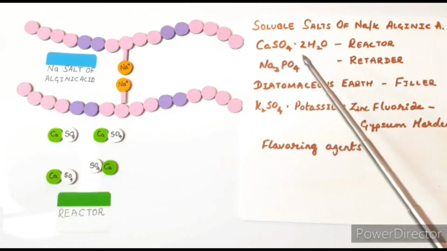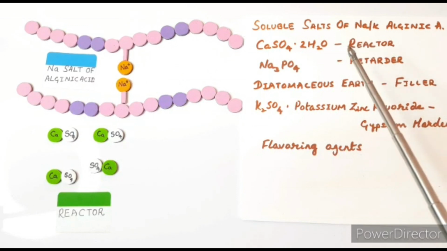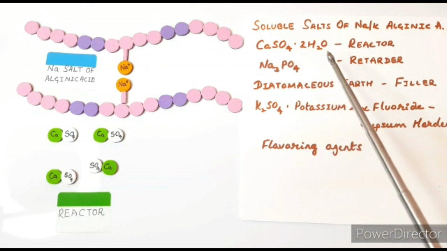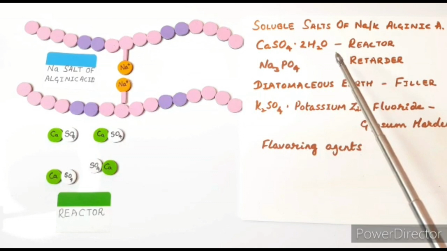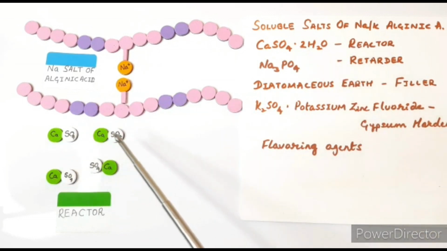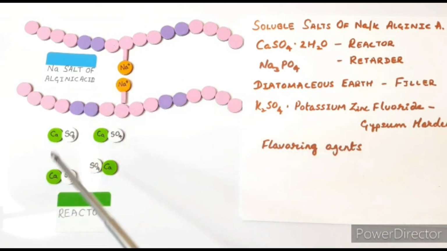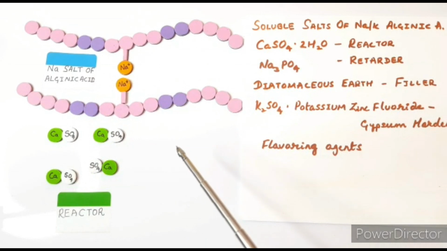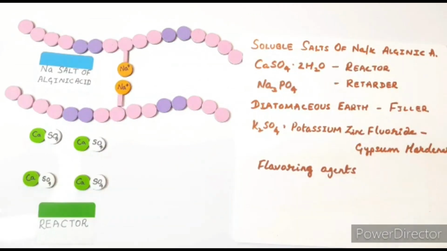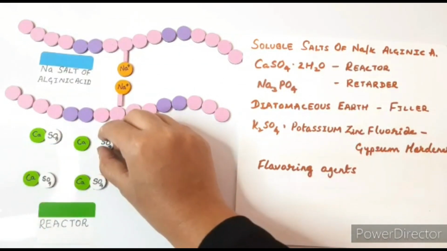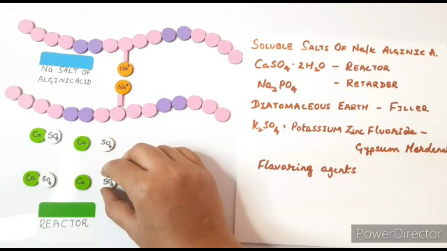The next ingredient, an important ingredient which takes part directly in the setting reaction of alginate, is calcium sulfate dihydrate, which is nothing but your gypsum. So this is your calcium sulfate which acts as a reactor. So when you mix these ingredients together with water, what will happen is the calcium sulfate gets dissolved in water, gets dissociated into its respective ions.